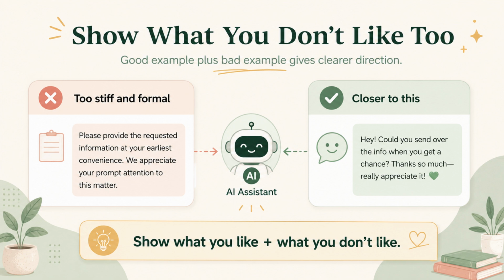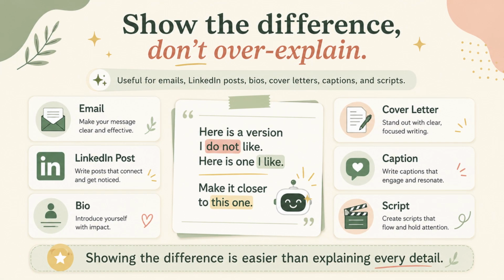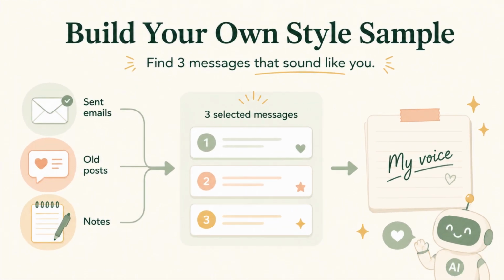A good example tells AI where to go. A bad example tells AI what to avoid. Together, they make your instruction much clearer. This is especially useful when you are editing emails, LinkedIn posts, bios, cover letters, captions, or scripts. Instead of trying to explain every small detail, you're showing the difference. That is much easier for you and much clearer for AI.